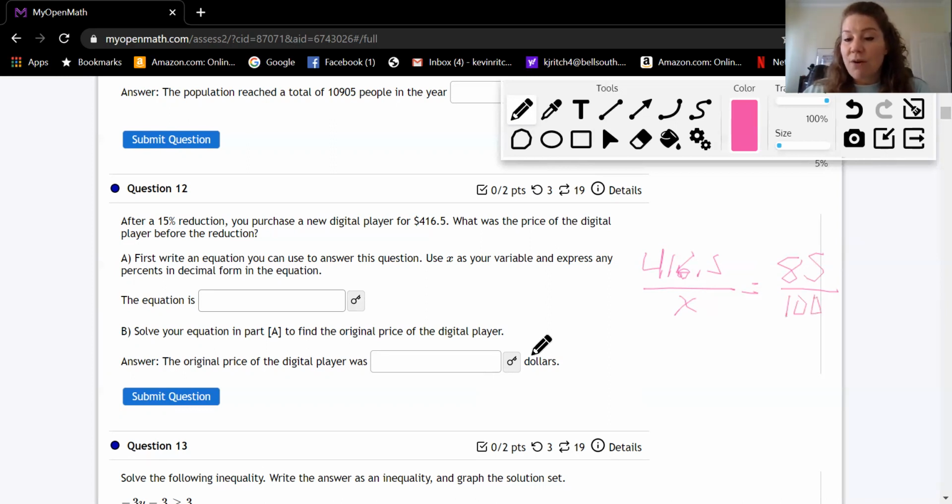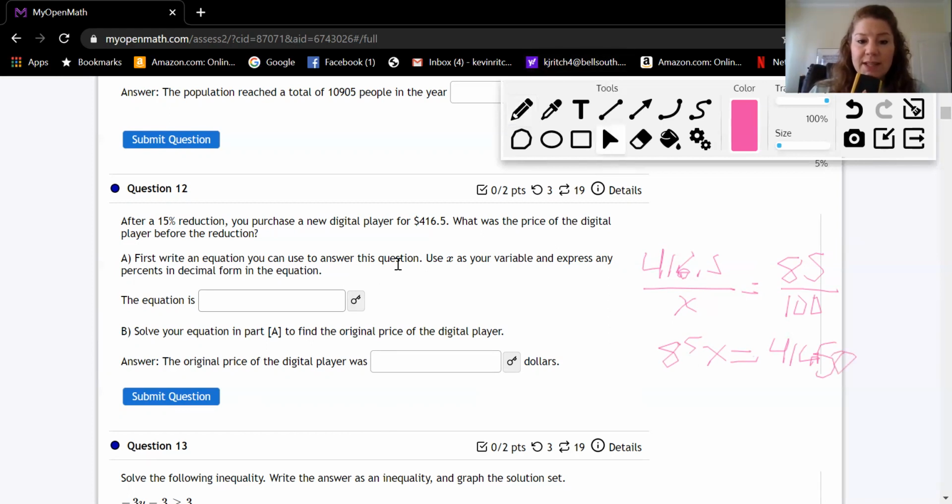So remember, all percents go over 100. So that would be our proportion: sales price over original price. The sales price is 85% of the original cost. They want us to write an equation, so we can do that. Now we can cross multiply. We can do 85x is equal to, if I multiply 416.5 by 100, I get 41,650.